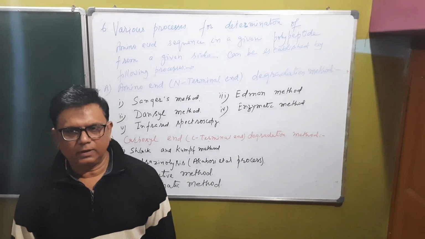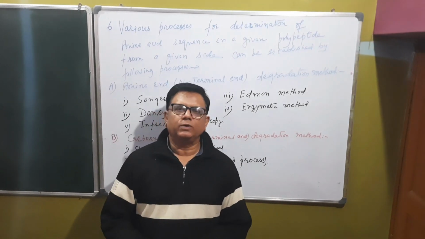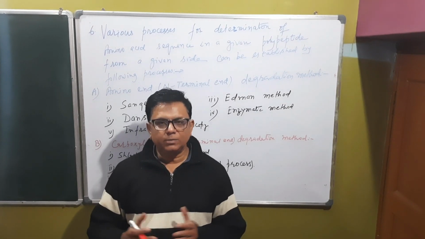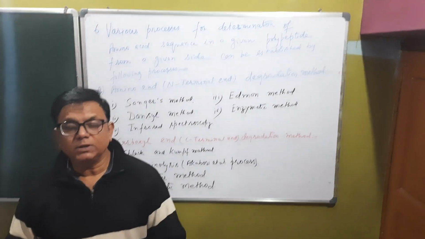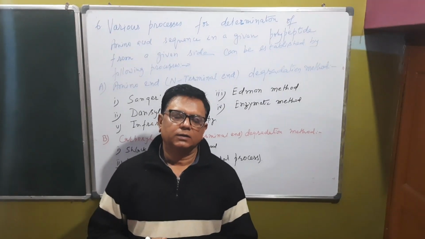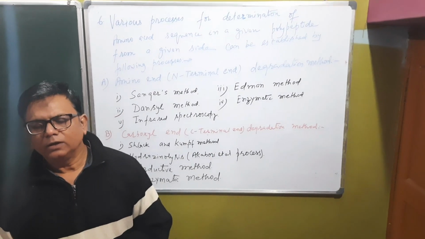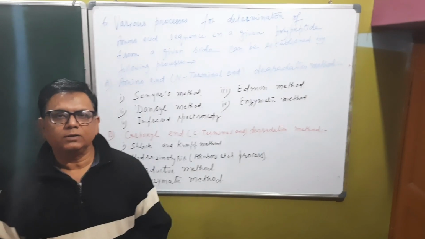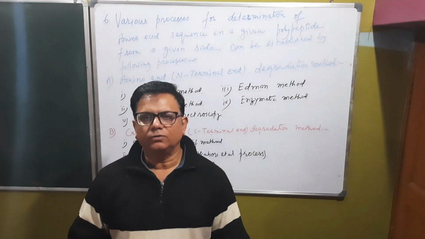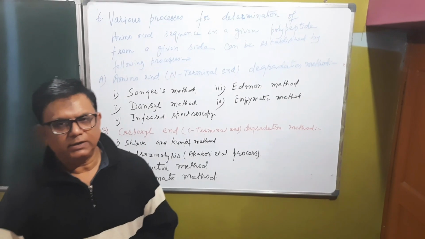Various processes have been reported by different scientists to establish amino acid sequences. As I told you, the amino acid sequence in a polypeptide can be determined either from the N-terminal side, that is the amino end, or from the carboxylic end. During the course of this amino acid sequence determination, degradation of the polypeptide takes place. So the various processes can be divided as follows.